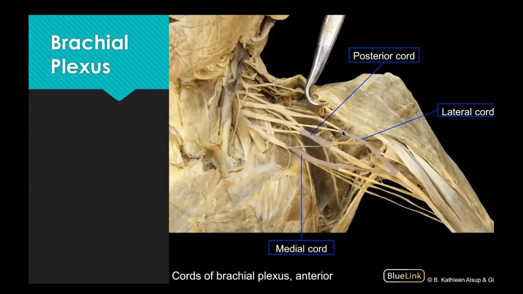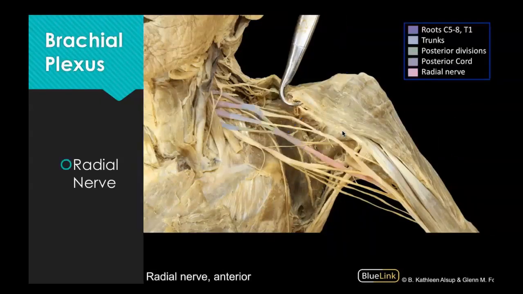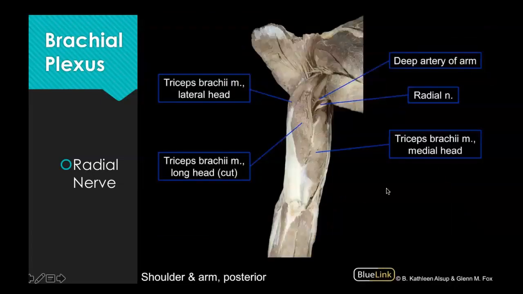So now let's look to see how these cords branch into the terminal nerves that you're responsible for. First, we have your radial nerve. And if we follow the posterior cord here that you see in the purple, extending out from there will be your radial nerve. This radial nerve will travel posteriorly.